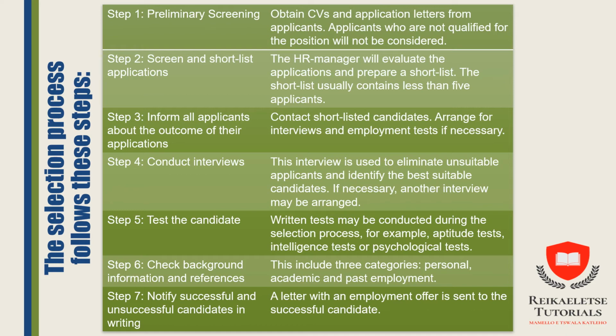Let's look at the selection process. The selection process follows these steps. Number one, it's the preliminary screening. Number two, screen and shortlist applications. Number three, they inform all applicants about the outcome of their applications. Number four, they conduct interviews. Number five, they test the candidate. Then they do background checks and references. And the last step is number seven, whereby they notify successful and unsuccessful candidates in writing.